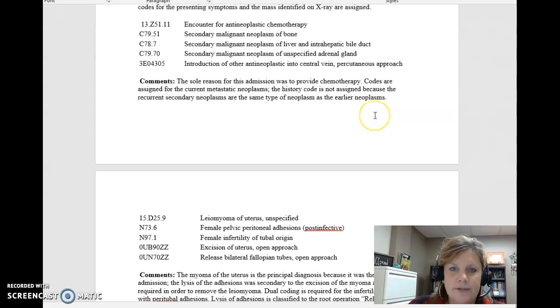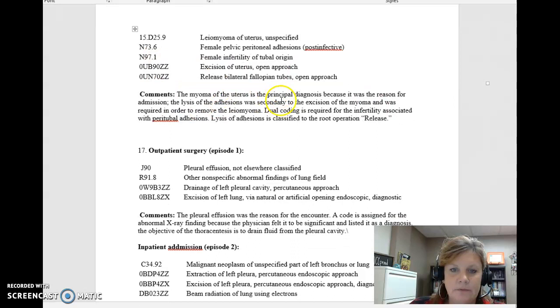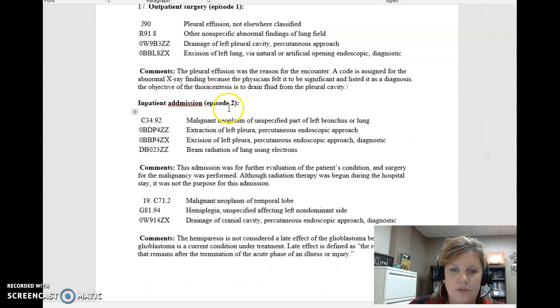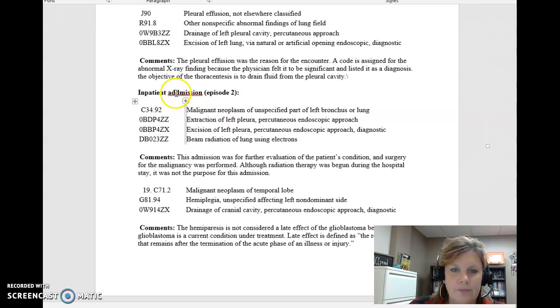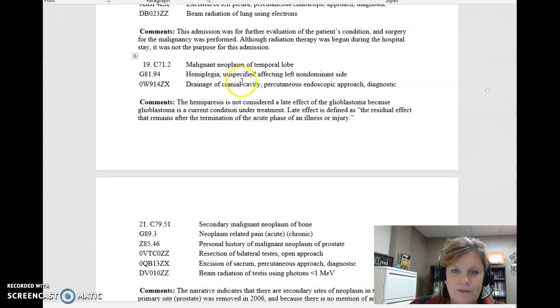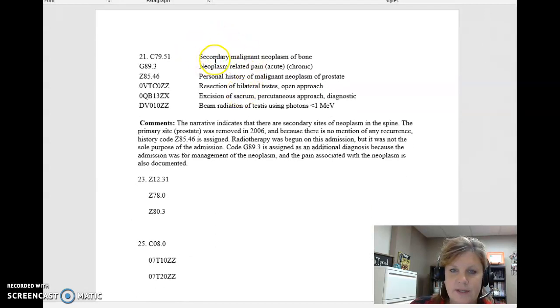Okay, all right, so let's look at 15. This one wasn't too bad. I don't see any issues. Number 17, remember, this is outpatient. We have pleural effusion. We have another admission here for inpatient. So this one's inpatient, and at this point we know that they have lung cancer. Okay. 19 again was not an issue. 21, again, secondary malignant neoplasm of the bone.